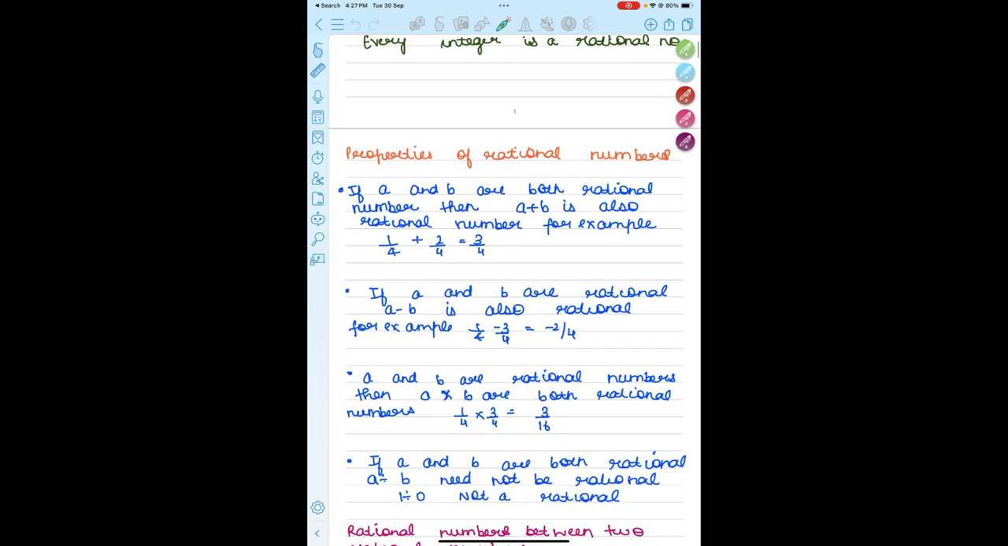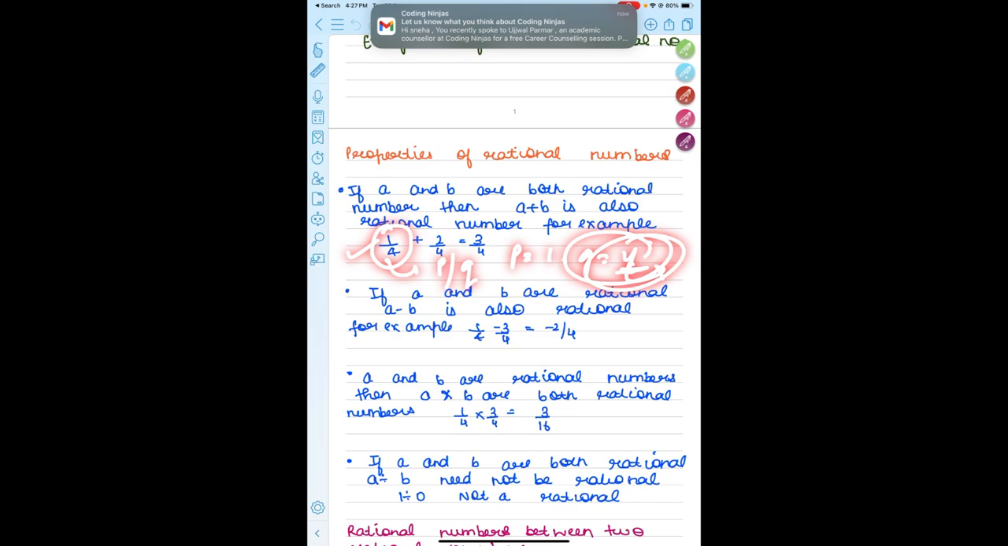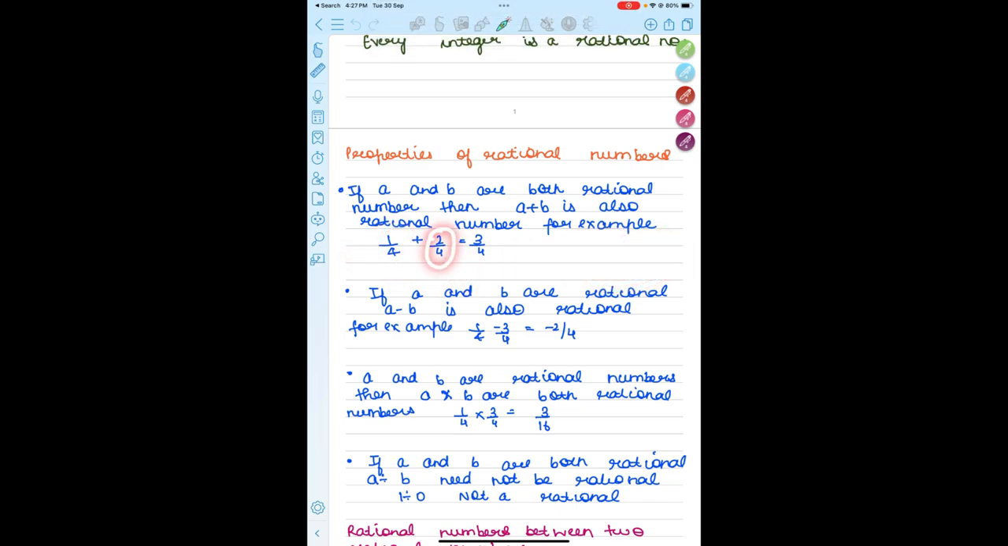Now, some of the properties of rational numbers. If a and b are both rational numbers, then a plus b will also be a rational number. For example, 1 by 4, which is expressed in the form of p by q, where p is equal to 1 and q is equal to 4. And here we can see that q is not equal to 0, q is 4. So it is a valid rational number. Similarly, 2 by 4, where p is 2 and q is 4, is also a valid rational number.